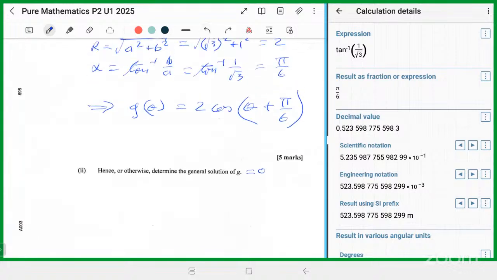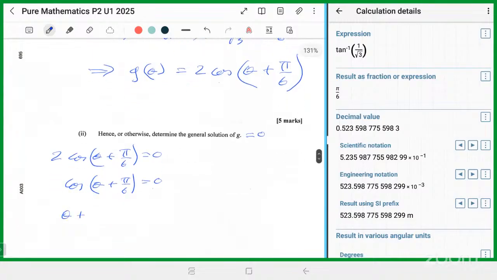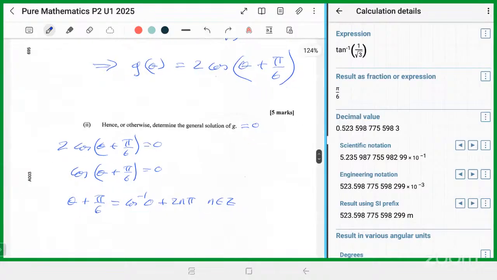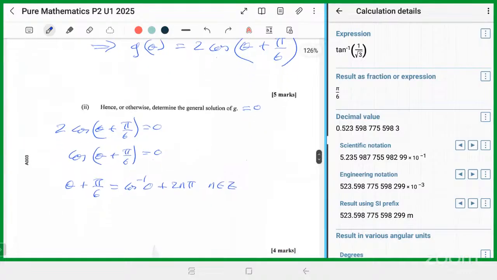Now I put this equals 0. Hence method. So 2 cos of theta plus pi by 6 equals 0. Divide by that 2, so cos of theta plus pi by 6 equals 0. The general solution is that theta plus pi by 6 becomes cos to the minus 1 of 0, plus 2 n pi. You have to say n is an integer. Now, cos to the minus 1 of 0 is pi by 2. The more things you know, the better.